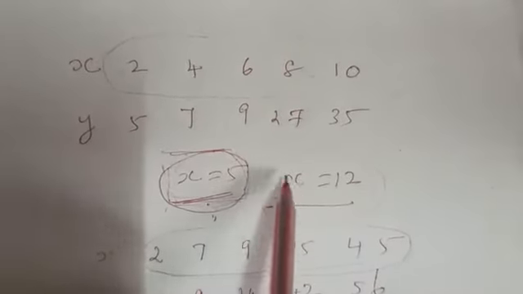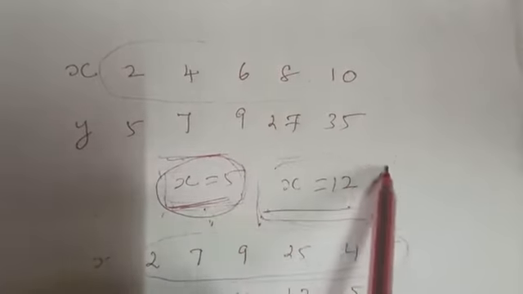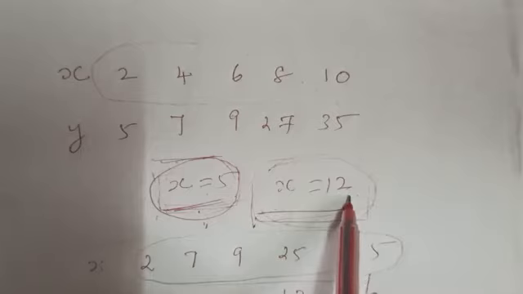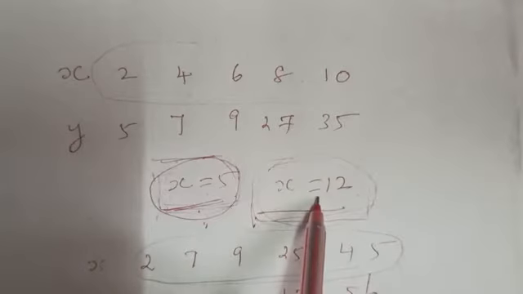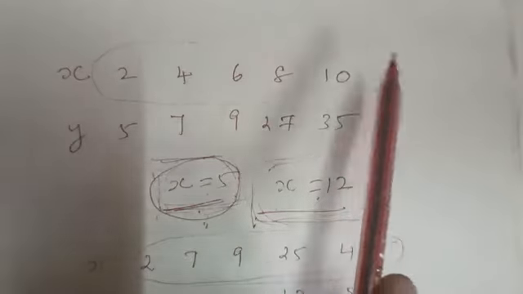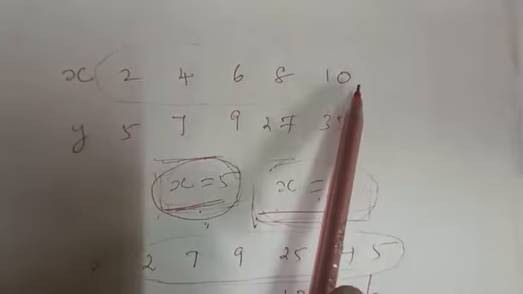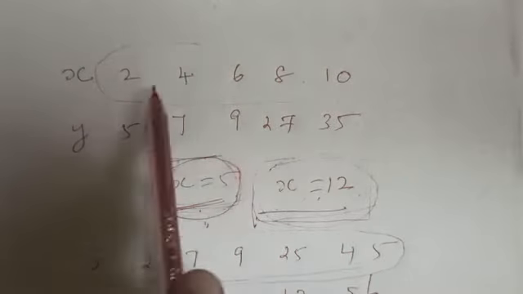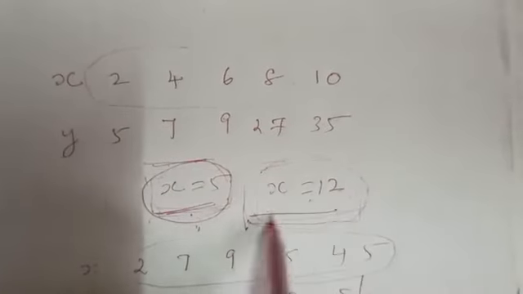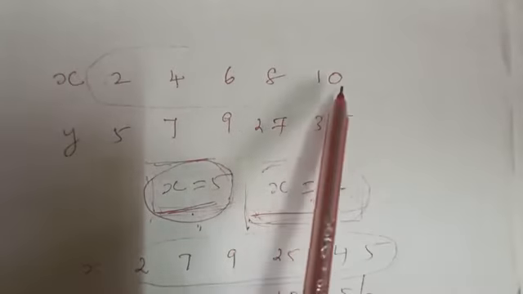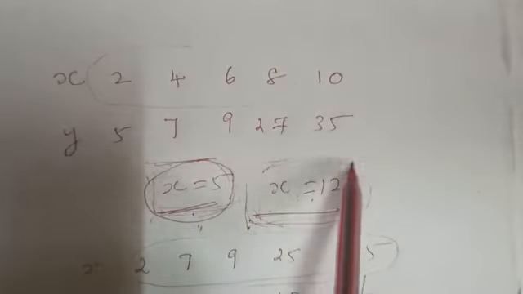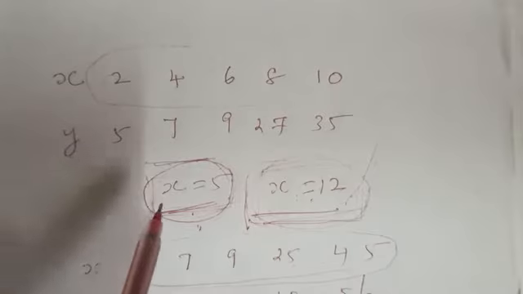Extrapolation means the given x value, for example x is equal to 12, is outside the interval between x0 and xn. It is not inside between x0 to xn. The x value 12 is available outside the x0 to xn. What is the corresponding y value? This is called extrapolation.